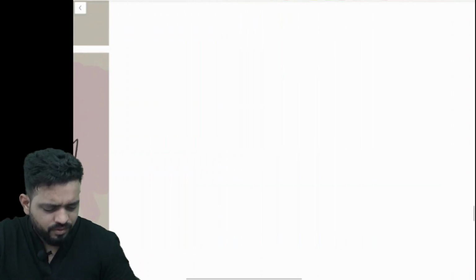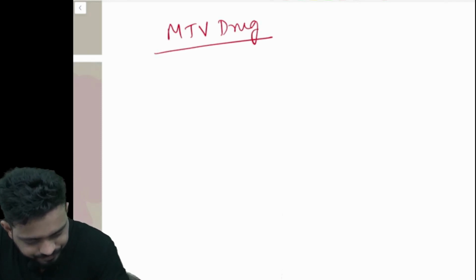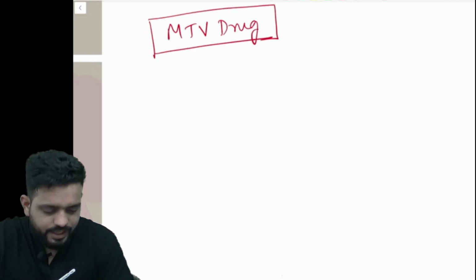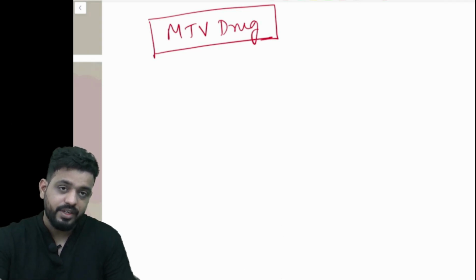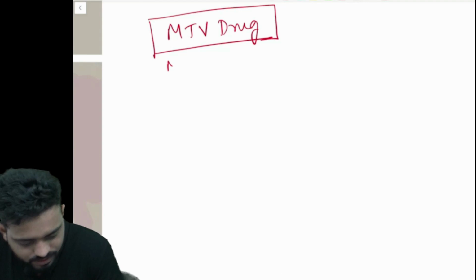Many mnemonics are available, but what I devised for myself for remembering the causes of cherry red spot is MTV drug. MTV is a channel, and drug. Okay, so M stands for metabolic.